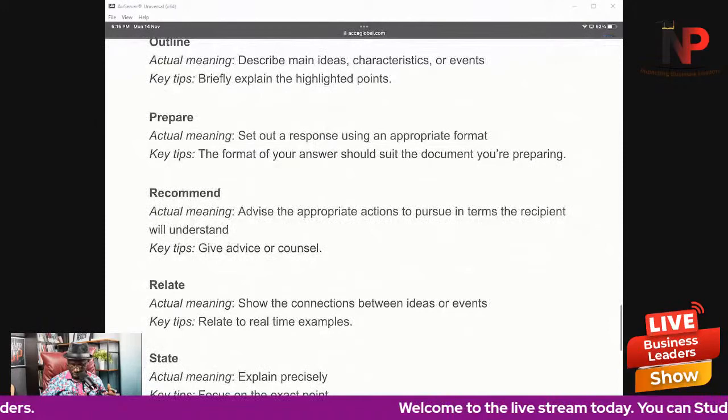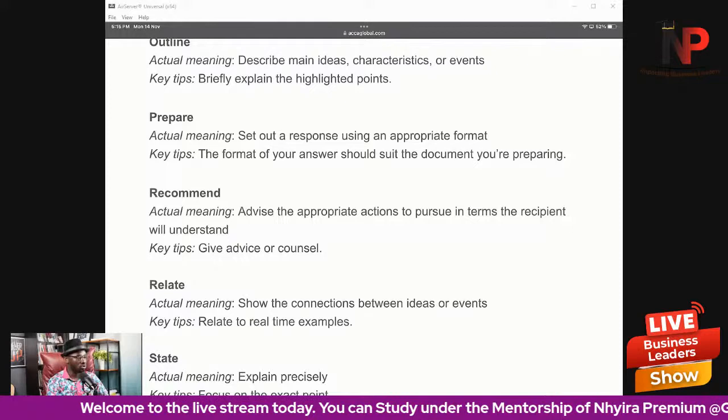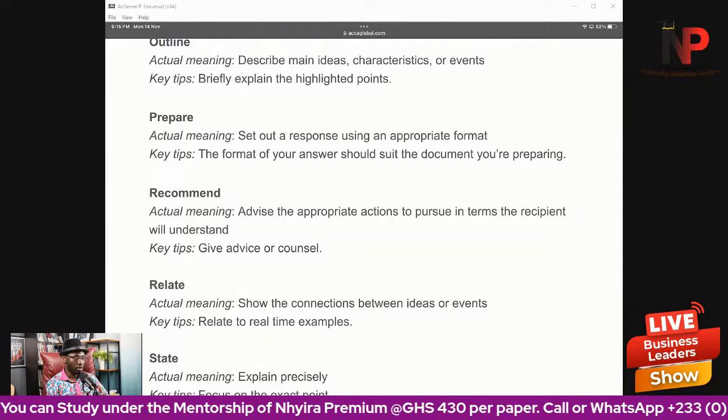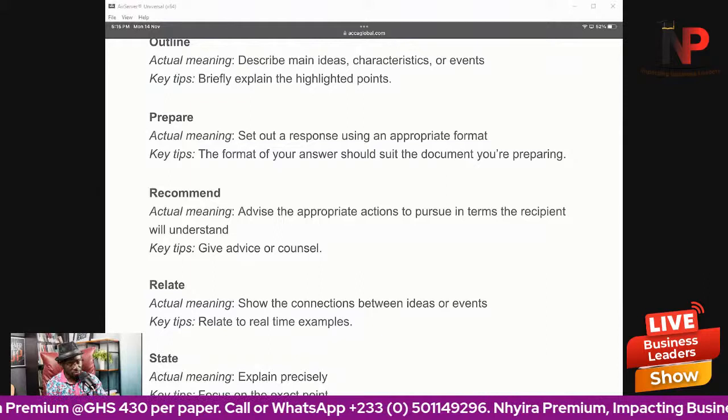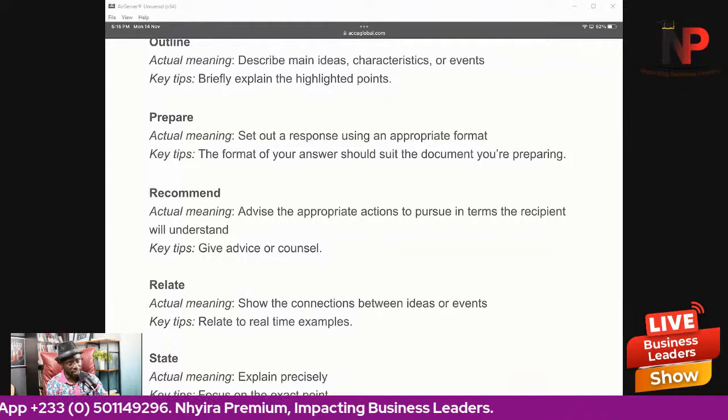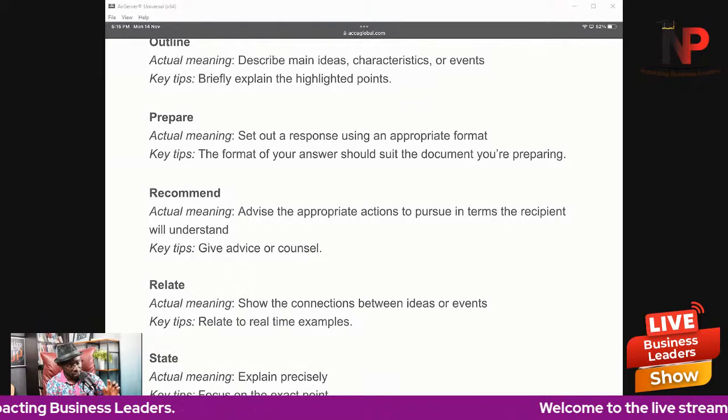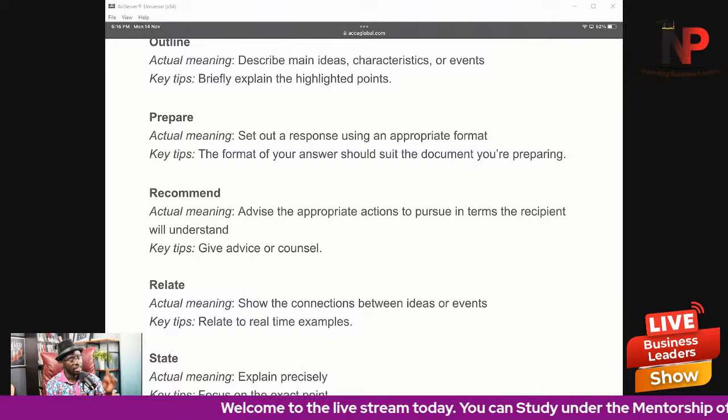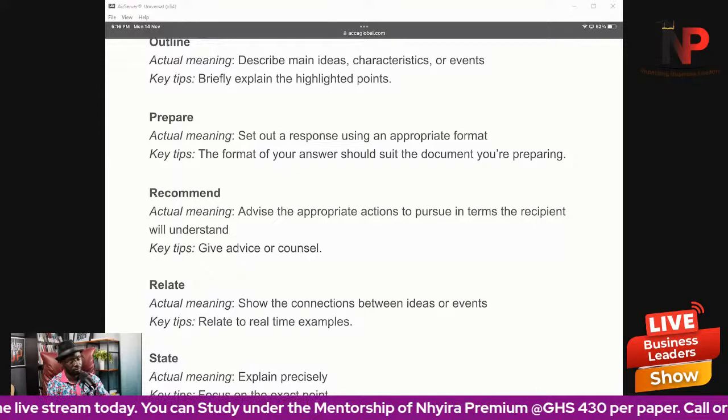Recommend means we are giving counsel on how they can effectively do what they want to do. So anytime the examiner says you should recommend, you are providing an appropriate course of action that must be taken that will enable the said objective that the entity is pursuing to be achieved by the entity. That is what we mean by to recommend.